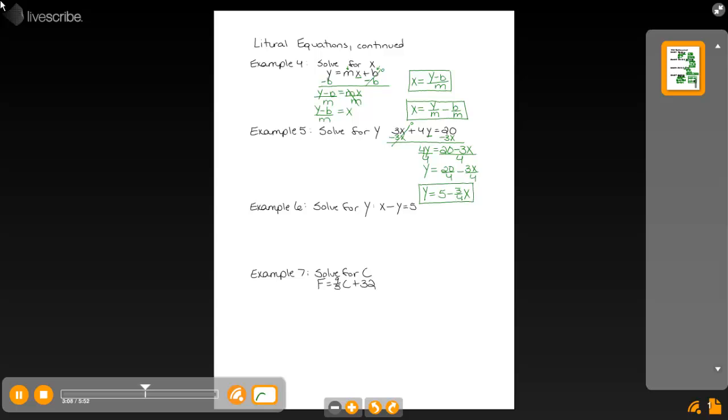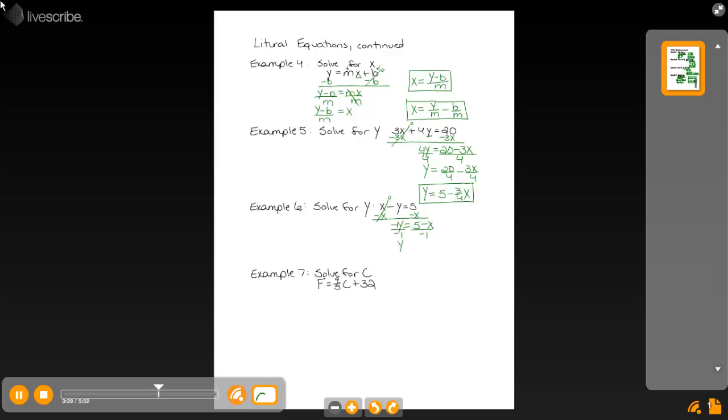For example 6, we have x minus y equals 5, and we're asked to solve for y. So we want to get rid of this x. So minus x, minus x. On the left, they cancel out, give us 0, leave us with negative y equals 5 minus x. Now we need to deal with this negative sign. Remember, that's the same as multiplying by a negative 1. To get rid of that, divide by negative 1.